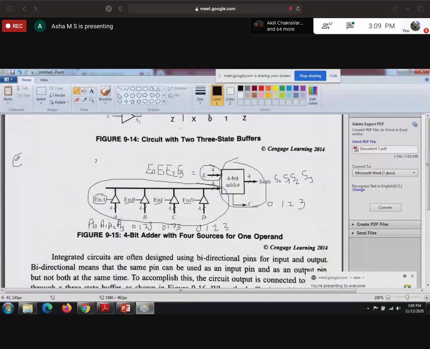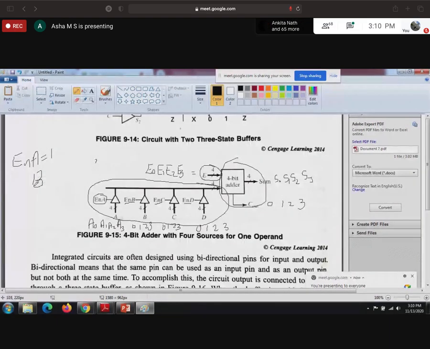Suppose enable A equal to 1. Suppose enable A equal to 1 means this will be selected. A0, A1, A2, A3 will be selected and that will be passed to the 4-bit adder. A0, A1, A2, A3 will be added to E0, E1, E2, E3 and the sum will be displayed at S0, S1, S2, S3 and carry will be displayed at C0, C1, C2, C3.